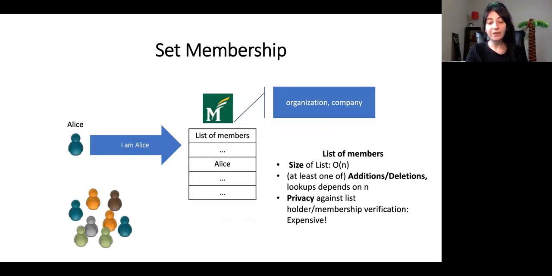So I will start with the motivation for using accumulators. This is the set membership problem. We have members of an organization, and then we have entities that want to prove their membership in that list. So if we keep that as a list of elements, we need linear storage. And depending on whether this is an ordered list or not, we would need expensive updates or expensive lookup operations for verification. And on top of that, adding privacy would also be expensive.